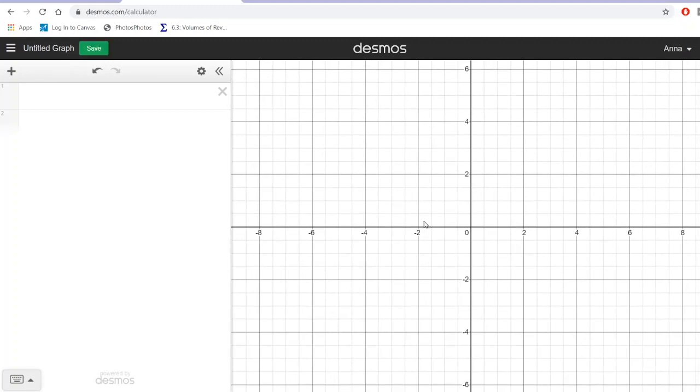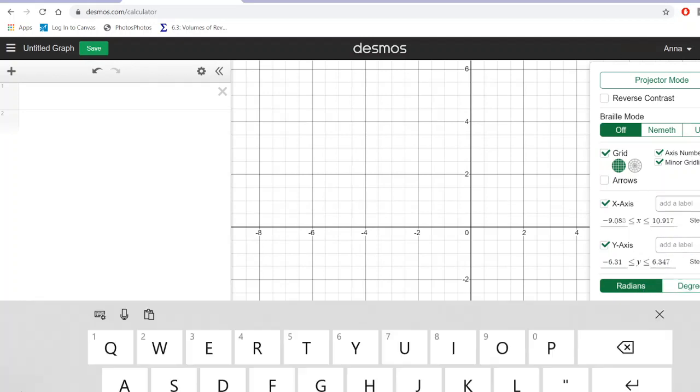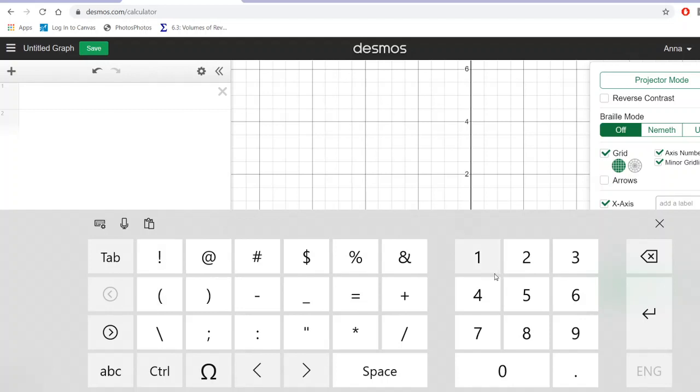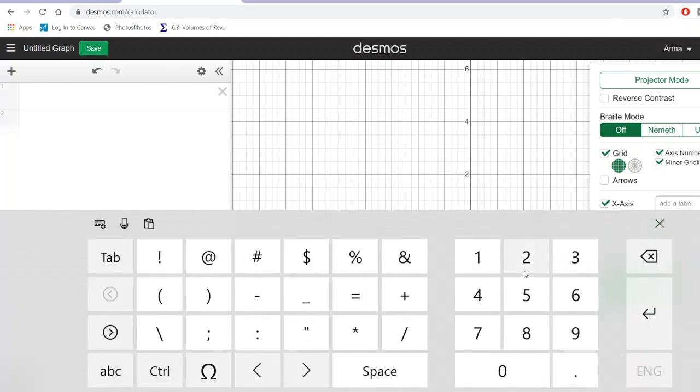When you first pull up Desmos, the default is that it counts by 2s. Personally, I prefer to have it count up by 1s. So if you go to this settings button, and then you click on where it says step, you can change that. So I can change this to being a step of 1. And here I can also change this to being a step of 1.